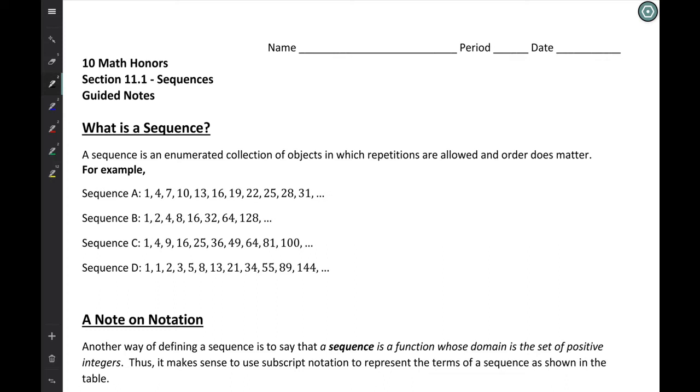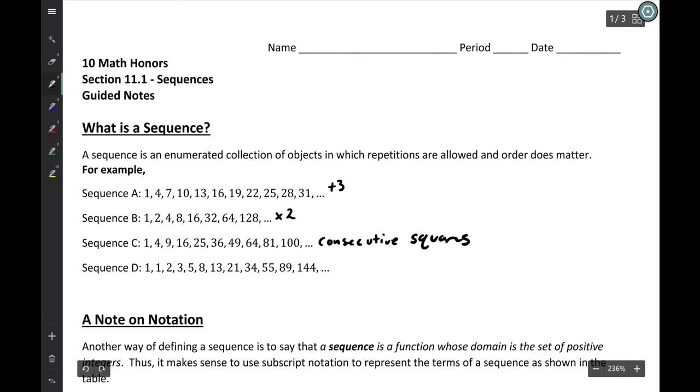The first one, the pattern is pretty easy to see. 1, 4, 7, you're just adding 3. The second one, you go 1, 2, 4, 8, so this is times 2. The third one is a little bit different. 1, 4, 9, 16. All you're going to be doing is consecutive squares.